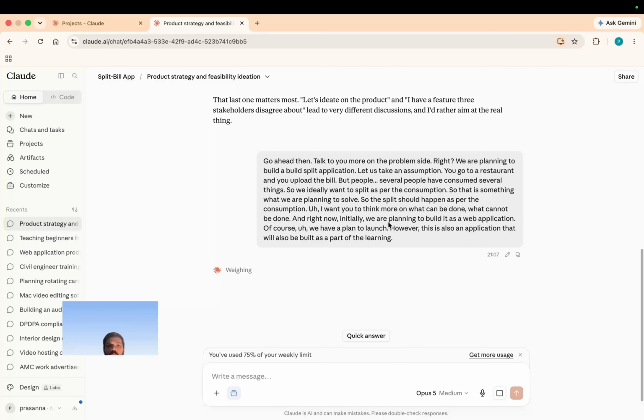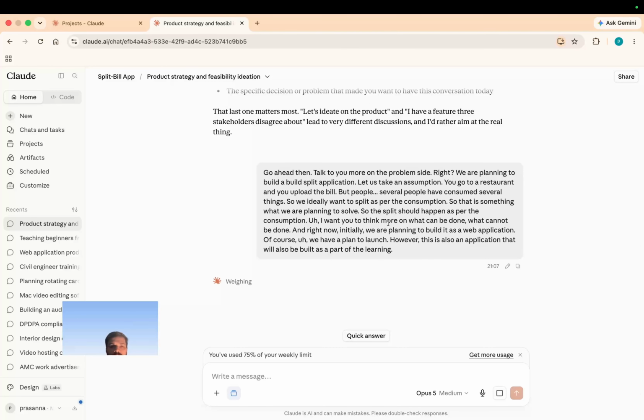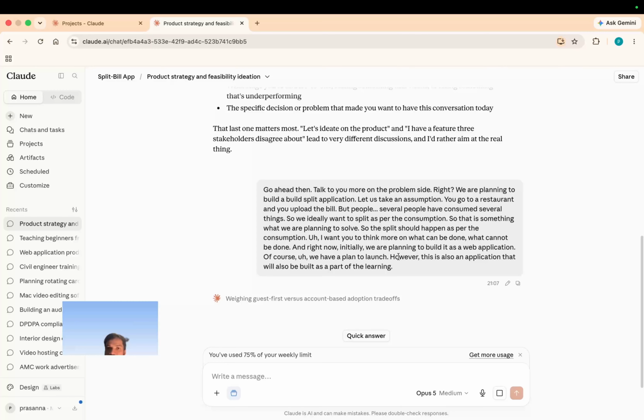So I also gave a context because it should not think more on the feasibility side and the marketing side, because there are lots of challenges, and the entire discussion is going to be completely long. That's why I told it that it's a learning application as well, so that we are keeping the features to a limited extent. So this is where I described it, and I also told what I need from Claude and what things I'm expecting.